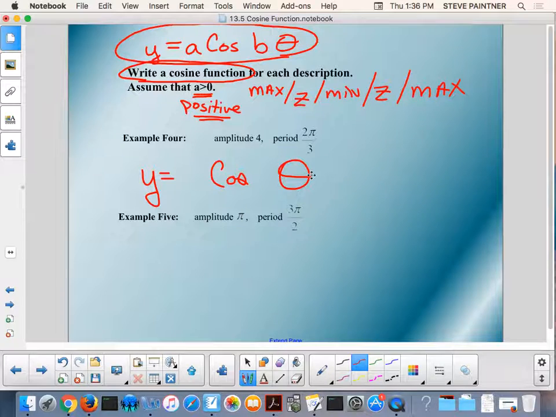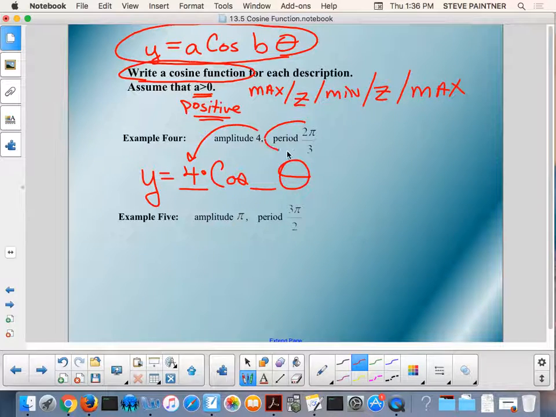Can you find this? Can you find that? Which one's easy? A. A is easy. It's the amplitude. What are you going to put there? 4 times cosine of what? It is 3. Is it 3? Yeah. Okay, just in case you want to know, they are right, but this is how you should be thinking.